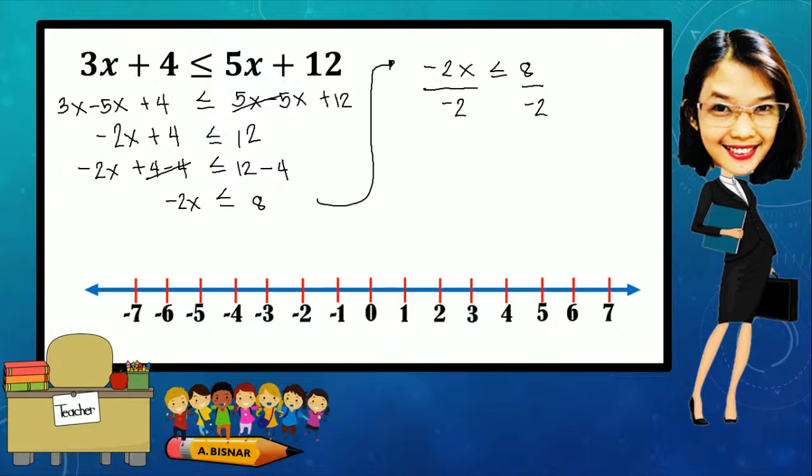So, negative divided by negative, the answer will be positive x. Alam, why? Negative 2 divided by negative 2, the answer is positive 1. Times x, the answer is x, less than or equal to 8 divided by negative 2, the answer is negative 4. So we will have x is less than or equal to negative 4. So we will use circle with shade. And since that is less than, papunta siya sa kaliwa. Okay.